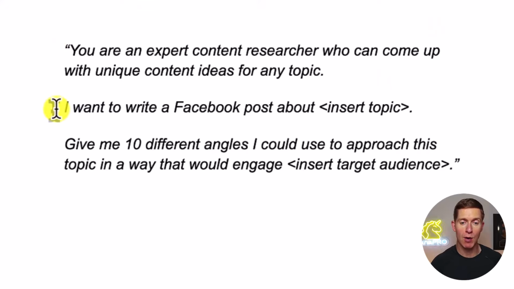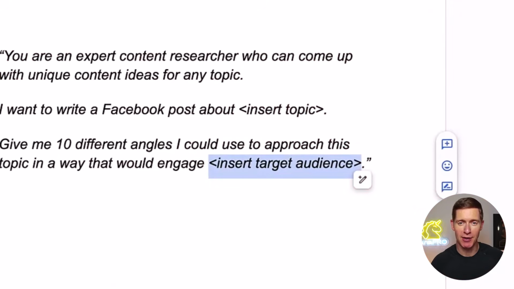Then you go on to say, I want to write a Facebook post about, and here's where you insert your trending topic. I'll show you an example of this in action in just a second. And then finally, well, what do you actually want the AI to do? Give me 10 different angles I could use to approach this topic in a way that would engage, and then you want to insert your target audience. This is exactly what the AI needs in order to come up with a lot of unique post ideas that you can then use. So let's go take a look at how this actually plays out.